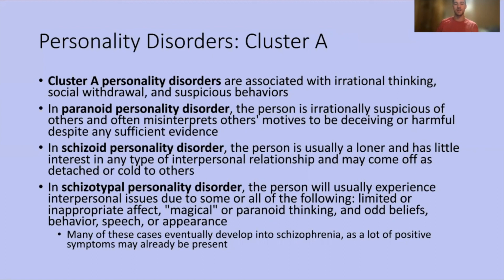So in paranoid personality disorder, for example, the person is irrationally suspicious of others and often misinterprets others' motives to be deceiving or harmful despite any sufficient evidence. So these are the people, everyone is always out to get me. My friends, my family, everyone is out to get me, and it's just part of their personality. And it's very maladaptive, and it's very hurtful to interpersonal relationships. People like this have a very hard time keeping up their relationships because they're so paranoid.